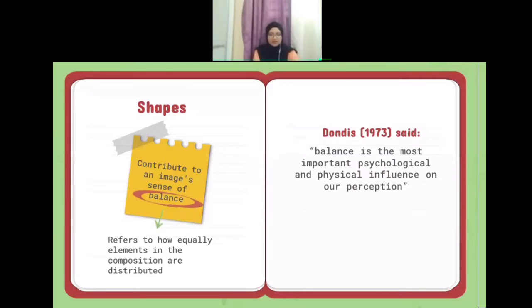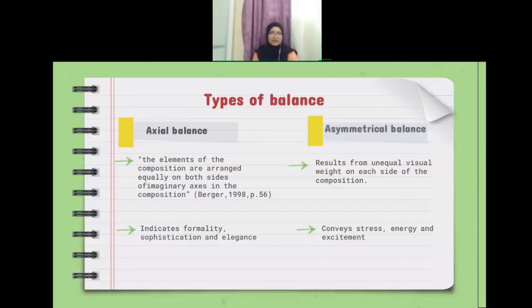Okay, Dondis stated that balance is the most important psychological and physical influence on our perception, which means that the presence or absence of balance can have a stabilizing or destabilizing effect on the viewers. There are two types of balance. The first one is axial balance. It is where the elements of the composition are arranged equally on both sides of an imaginary axis in the composition. And it indicates formality, sophistication, and elegance.